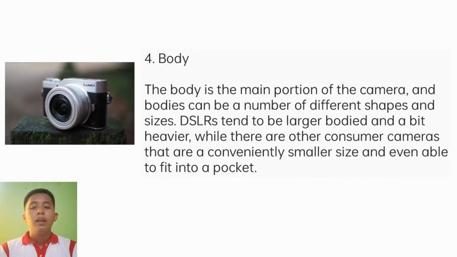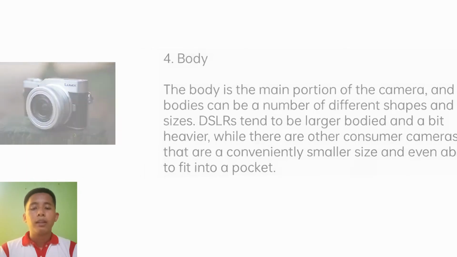Number 4, body. The body is the main portion of the camera, and bodies can be a number of different shapes and sizes. DSLRs tend to have a larger body and be a bit heavier, while there are other consumer cameras that are conveniently smaller and even able to fit into a pocket.